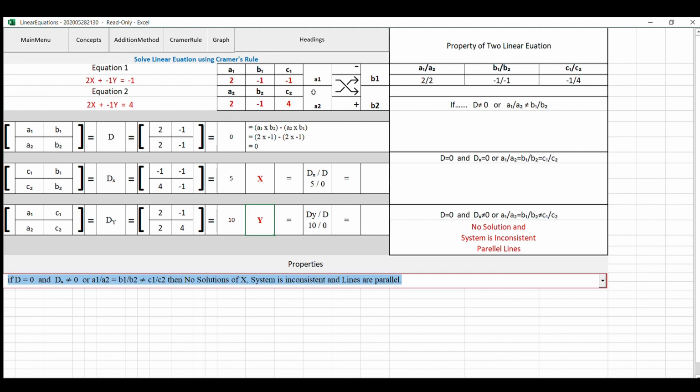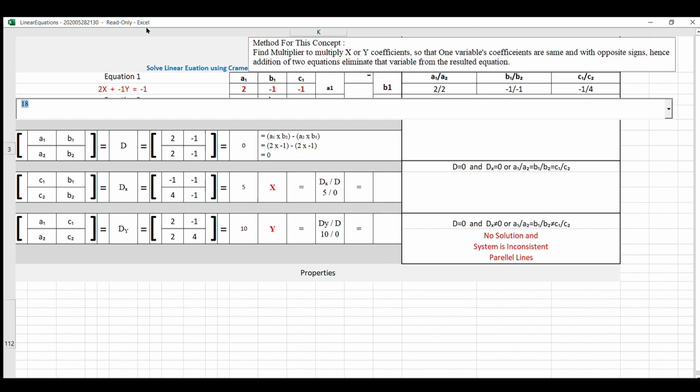So this is the way you use Cramer's rule to solve the sum and find out the values of x and y. Based on the nature of D, Dx, Dy and the nature of a1 upon a2, b1 upon b2 and c1 upon c2, you can determine and tell whether those lines are parallel, intersecting or overlapping. That's it. That's Cramer's rule. Hope you understood Cramer's rule.